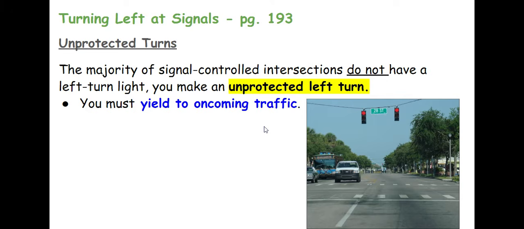Turning left. Most of the left turns you're making are unprotected left turns. That means there are only three lamps or lights at your traffic light: the red, the yellow, and the green. That is the majority of the intersections you're going to come across, and most of them do not have a protected left turn, so we call them unprotected left turns. When you are waiting to make an unprotected left turn, you're always yielding to oncoming traffic.